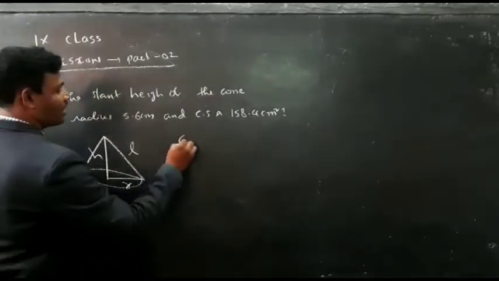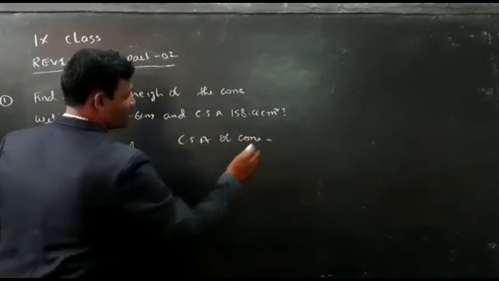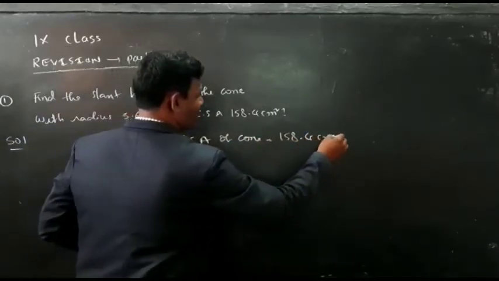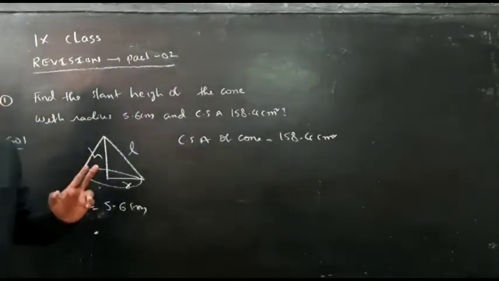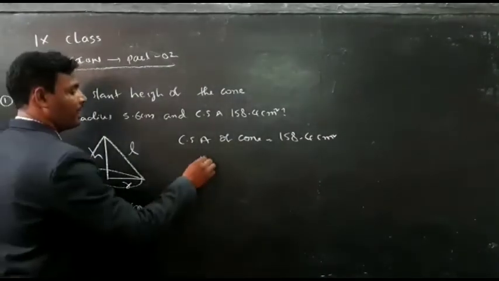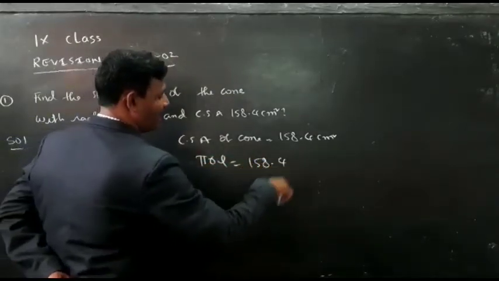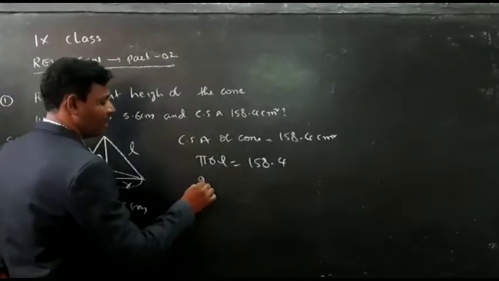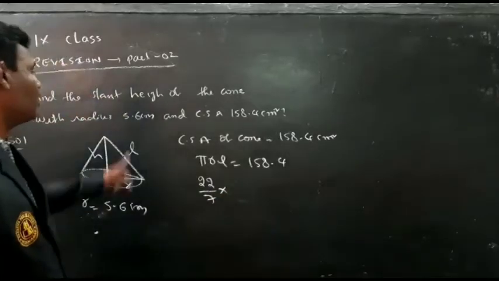But I know the curved surface area of the cone. What is that? 158.4 centimeters square. What is the formula to find the curved surface area of the cone? Pi RL is equal to 158.4. What is the value of pi? The value of pi is 22/7. What is the radius here? 5.6.